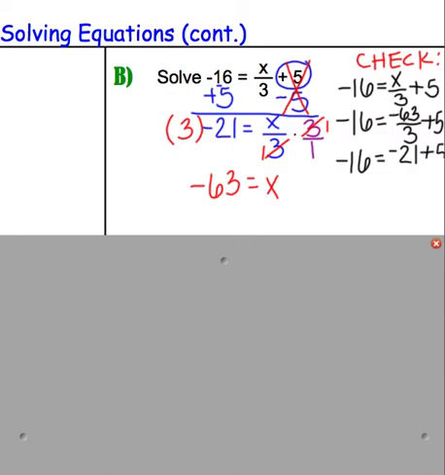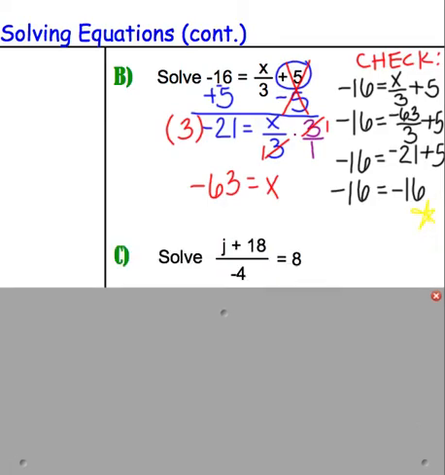plus 5. Now, remember, a lot of you are still struggling with adding integers. If I'm short $21 and I have $5 in my pocket, I can pay $5 of my debt, but I'm still going to be $16 short. So then I show that negative 16 is equal to negative 16 and big yellow star because I have a correct answer. So let's move on to the next example.